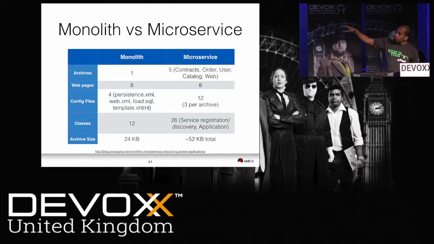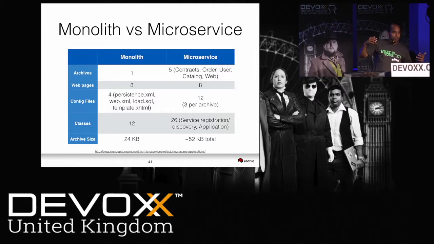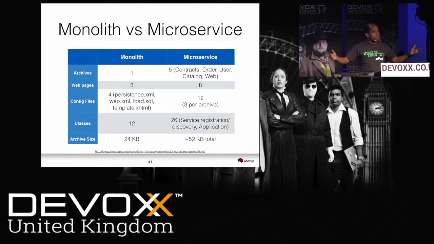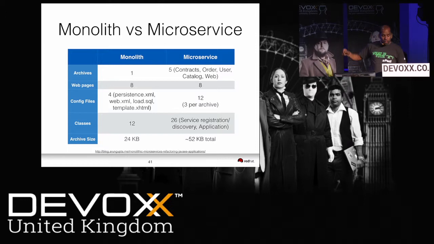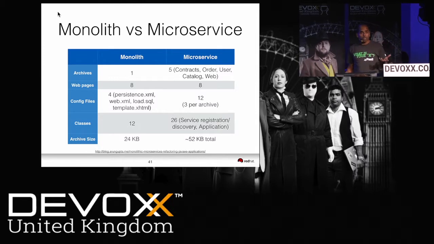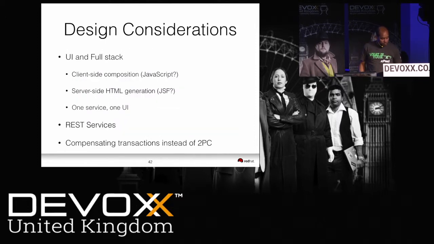The number of configuration files, of course, increased a lot more, because each microservice needs to have a persistence, web XML, and all those things. The number of classes, of course, increased. We had the additional service registration discovery classes. And the archive size, this is a very trivial, hello world kind of application. But in the case of Monolith, it was 24 kilobytes. It got up to about 52 kilobytes aggregated size.